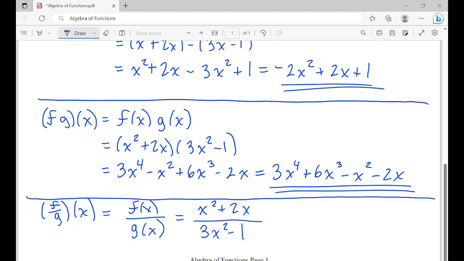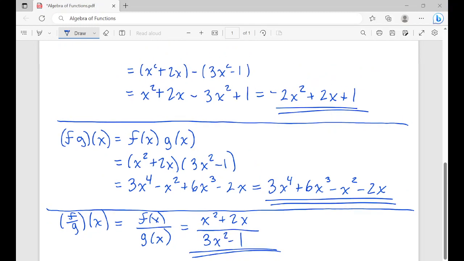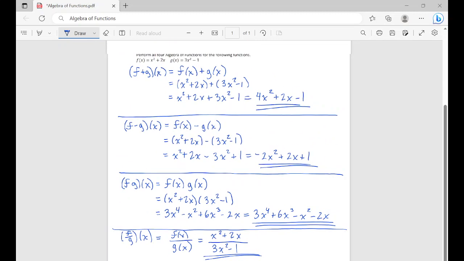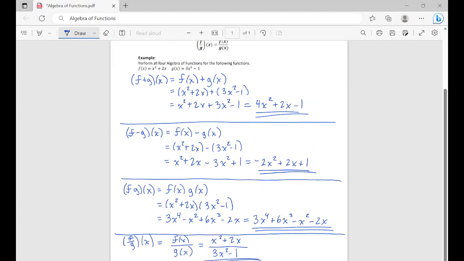3x squared minus 1. If you can factor it down, you do. Try to simplify it, but since you cannot do that in this case, we don't. So that will be our final answer for f divided by g. And these are your 4 algebra functions.